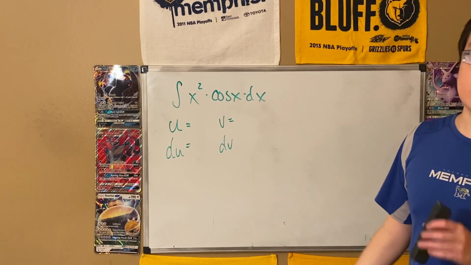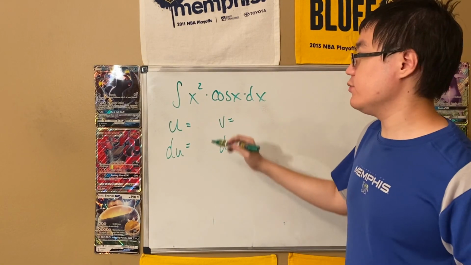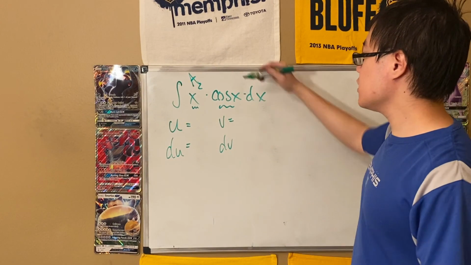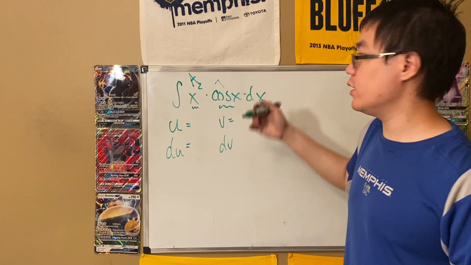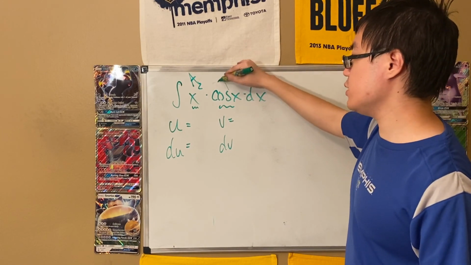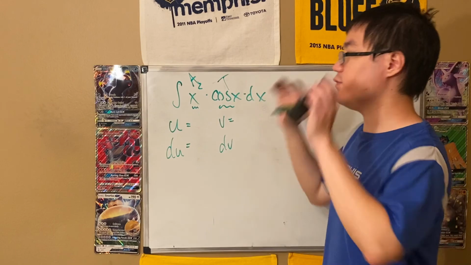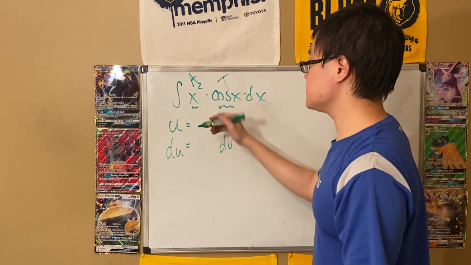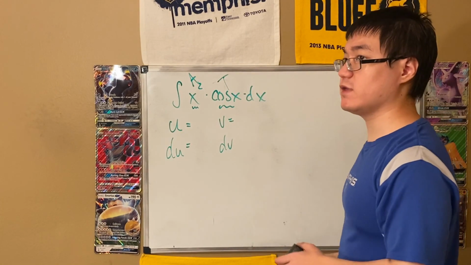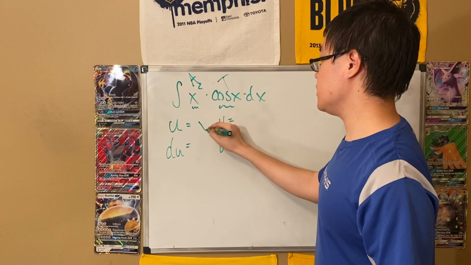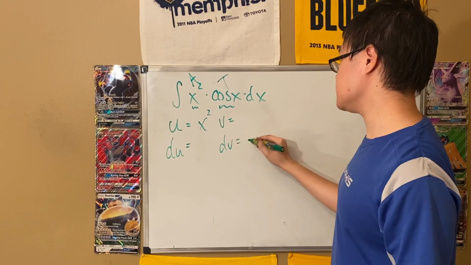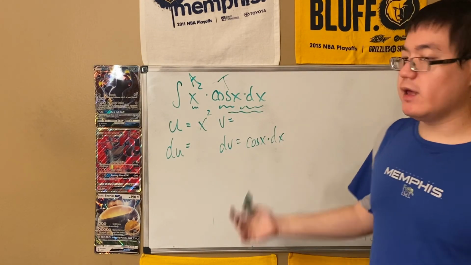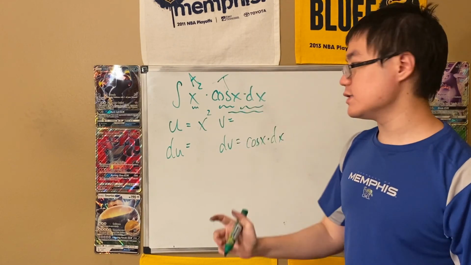So what's u? Well, we have to distinguish between x squared and cosine x. X squared is algebraic, which is a polynomial. Cosine x is trig. And then remember the phrase LIATE: if you're towards the left, you are going to be the u. If you're towards the right, you're going to be the dv. So in this case, because A is to the left of T in the phrase LIATE, u is going to be x squared, and dv is going to be cosine x dx. Then once you choose these, just follow the process.